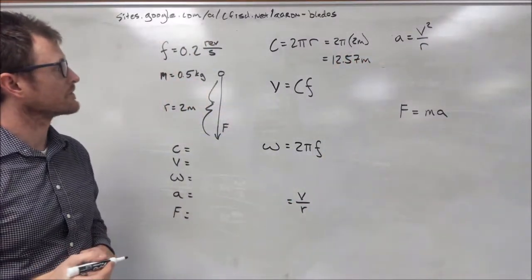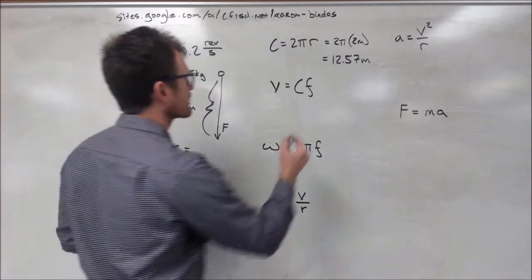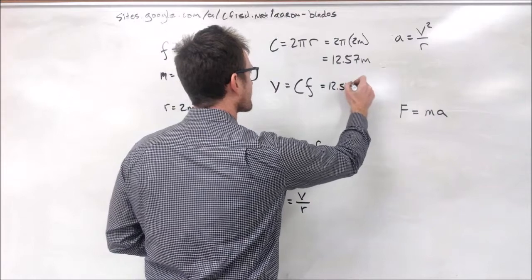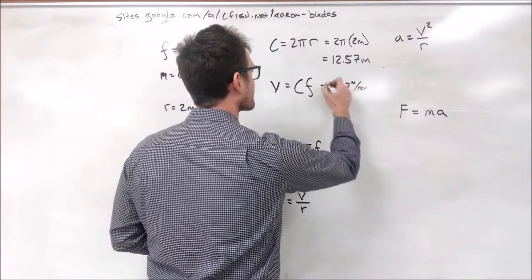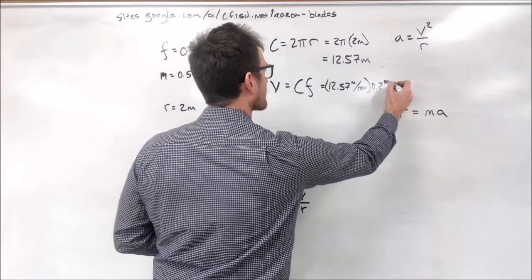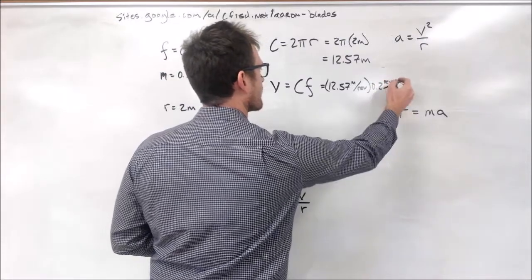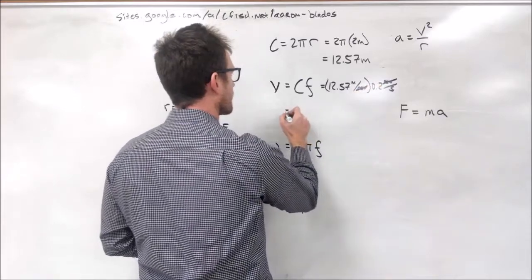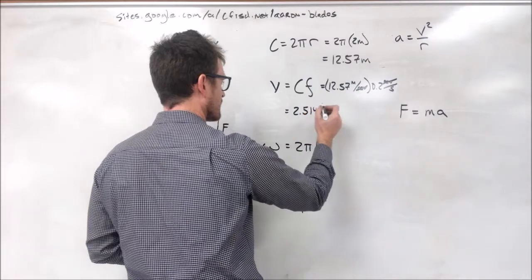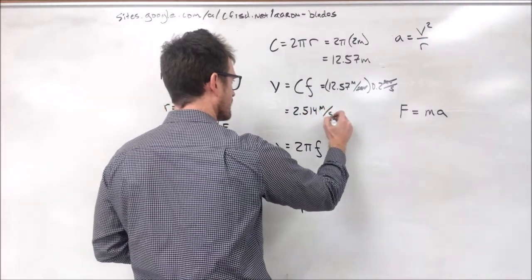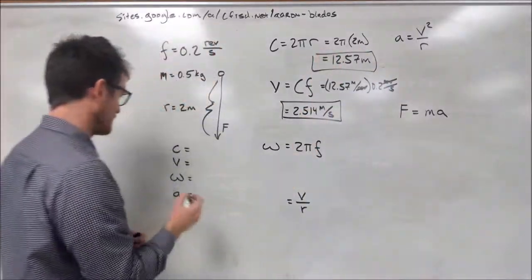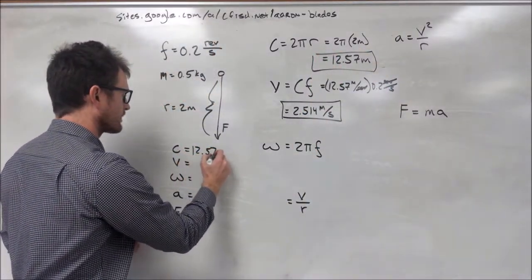Next, our linear velocity is equal to our circumference multiplied by our frequency, or 12.57 meters per revolution multiplied by 0.2 revolutions per second. We can see that the revolutions cancel out in our math, and we are left with 2.514 meters per second. Let's box those up and go ahead and write those in our table of unknowns.